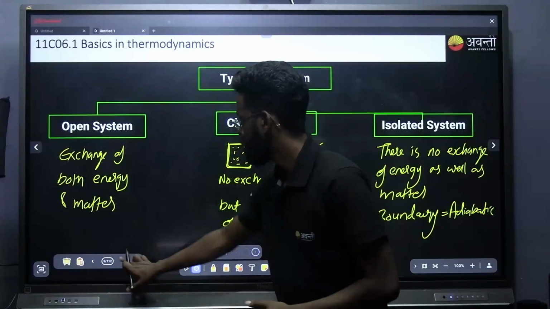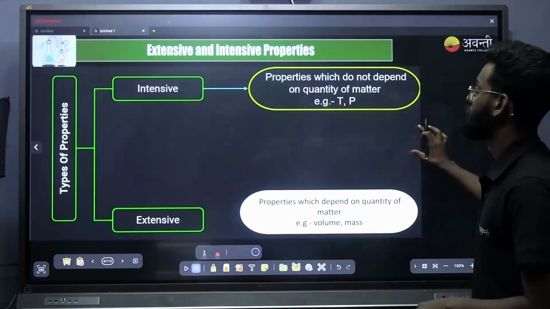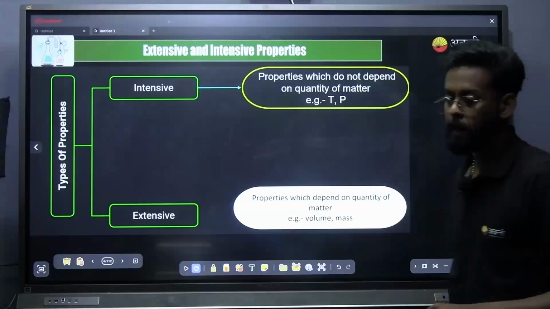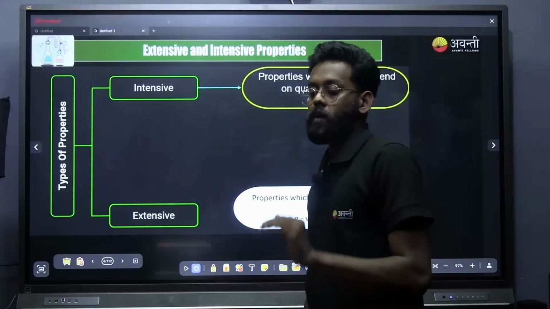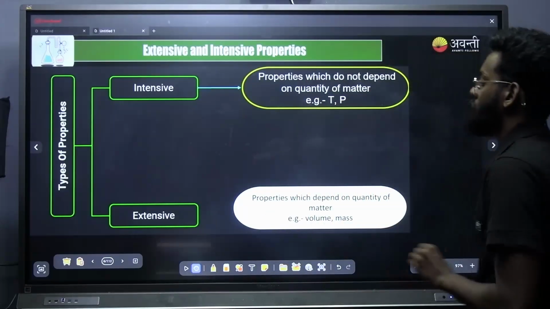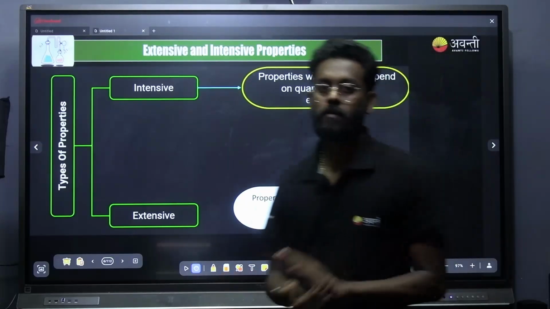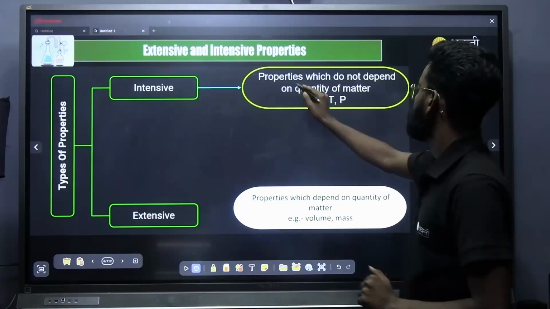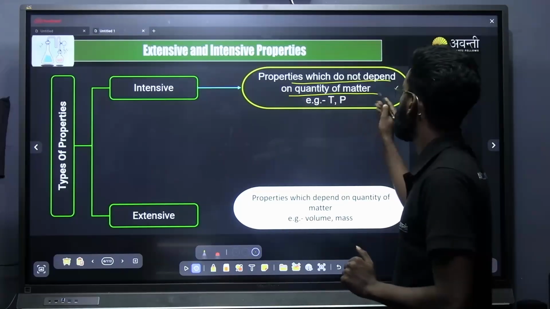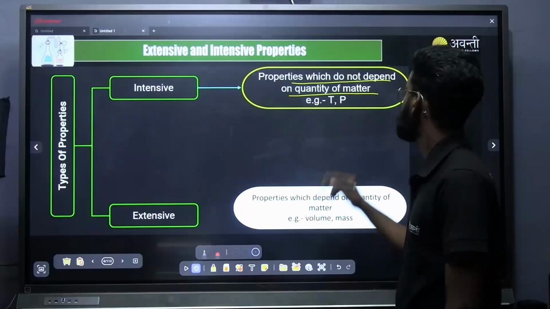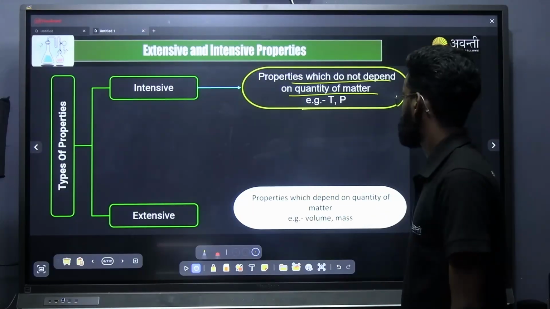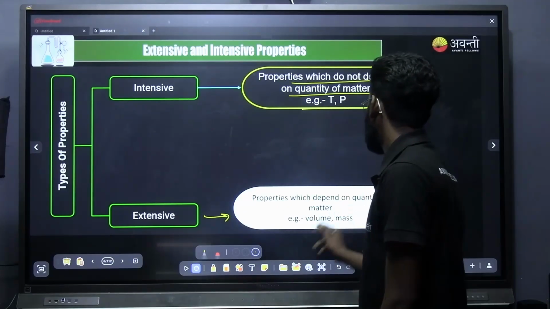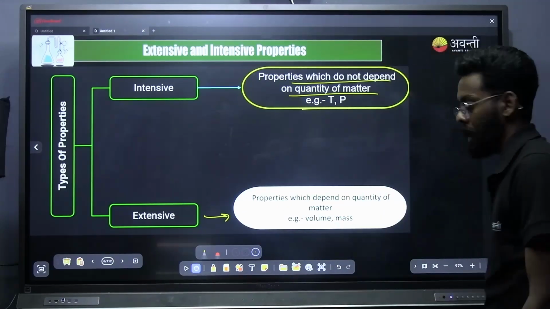Yes, thank you. Okay, now the next important point, that is intensive and extensive properties. You can expect questions asking, among the following, which are extensive and which are intensive. Let's have a small idea about it. Intensive properties do not depend upon the quantity of matter, for example temperature and pressure. Extensive properties depend upon the quantity of matter, that is volume and mass.